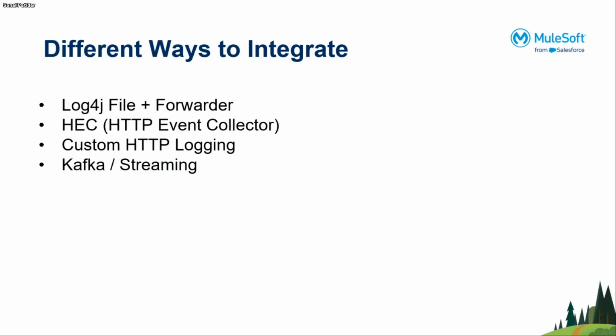The second one is HEC, the HTTP Event Collector. Here logs are sent directly from Mule to Splunk using HTTP and a token. This is real time and more modern as compared to log4j file or a forwarder. And this is what I will be using in the demo. Then custom HTTP logging. We can also build custom Mule flows to send logs to Splunk using HTTP requests. It gives more control over log format and content.